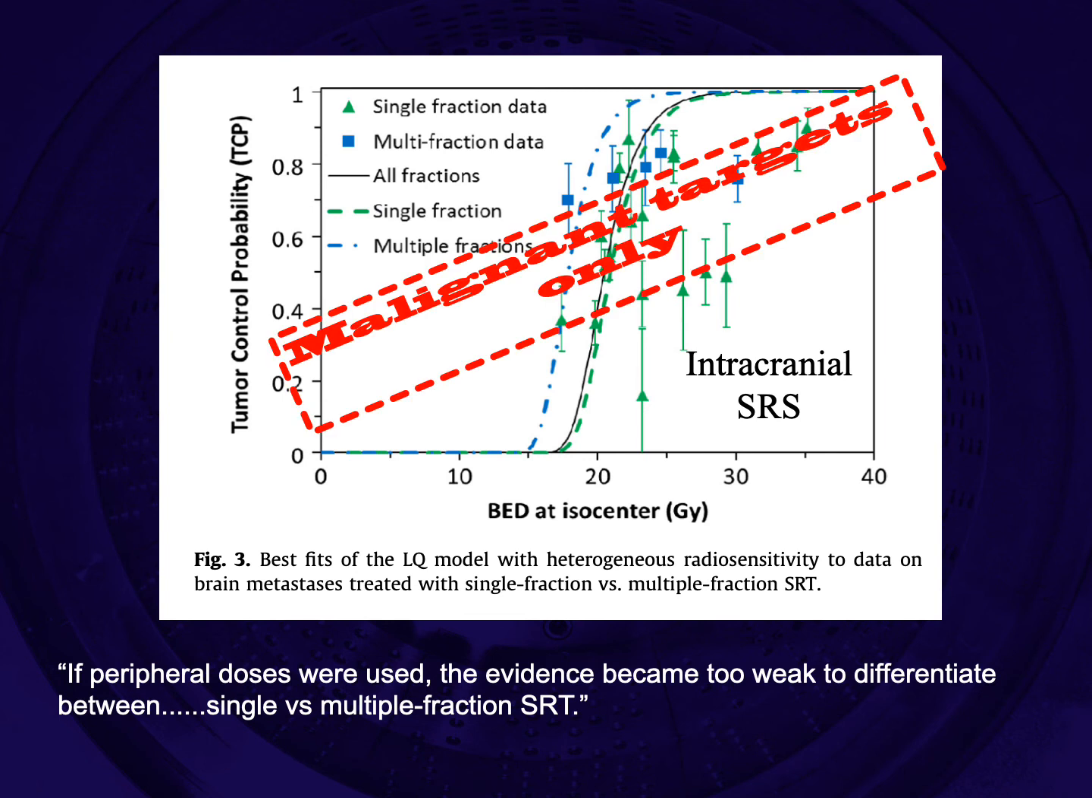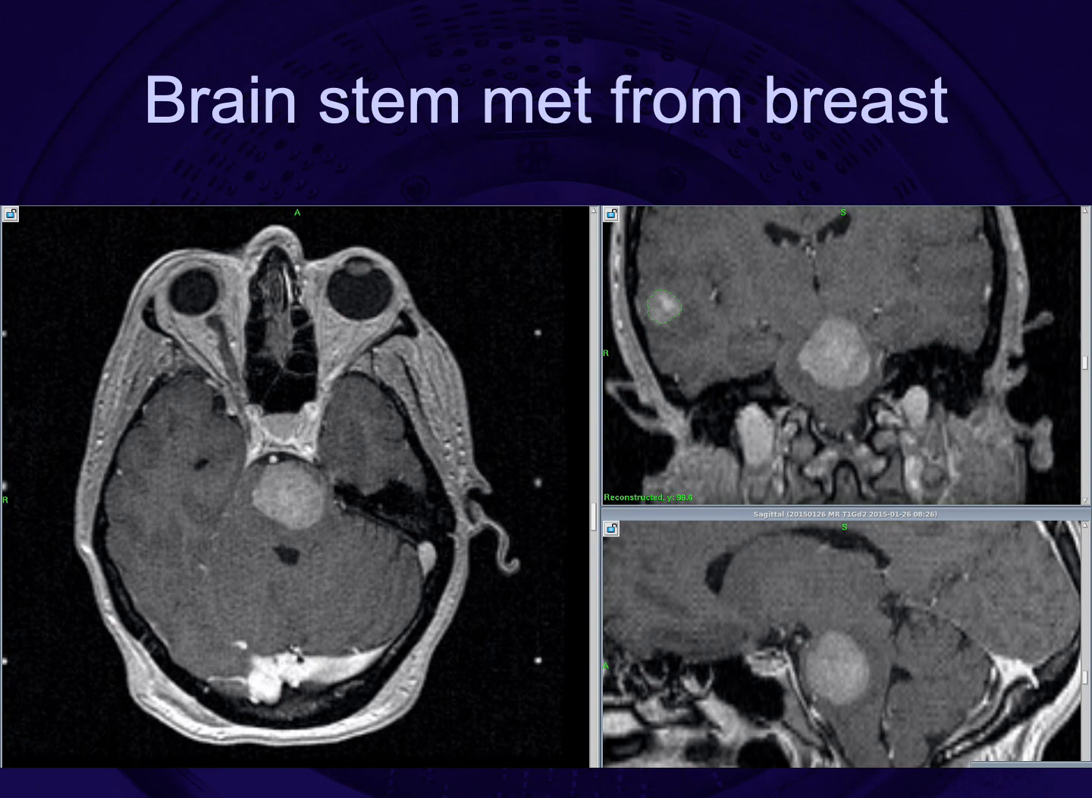And this is clearly for malignant targets only, so wouldn't count for benign lesions. This is the very first stage radiosurgery patient treated in the UK, a patient with a perfect performance status but a huge brainstem metastasis.